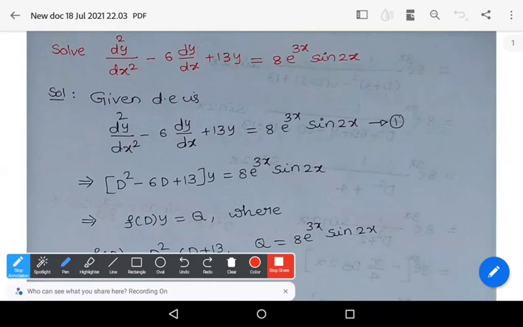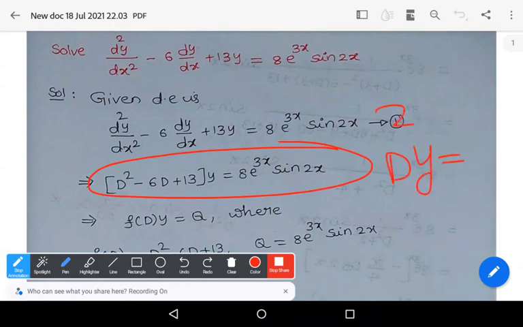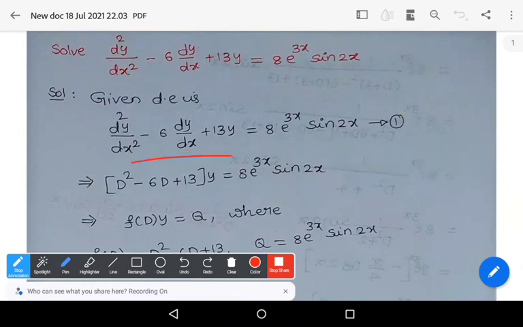This equation 1 can be written in the operator form like this. So let us write the operator form. What is d square y? D square y means second derivative d square y by dx square. So in the operator form, it is d square minus 6d plus 13 into y is equals to 8 e power 3x sine 2x.